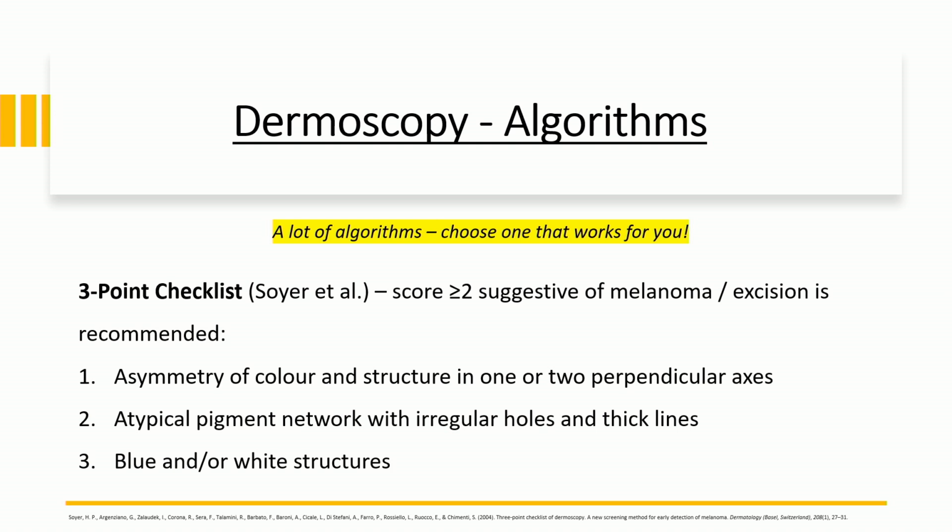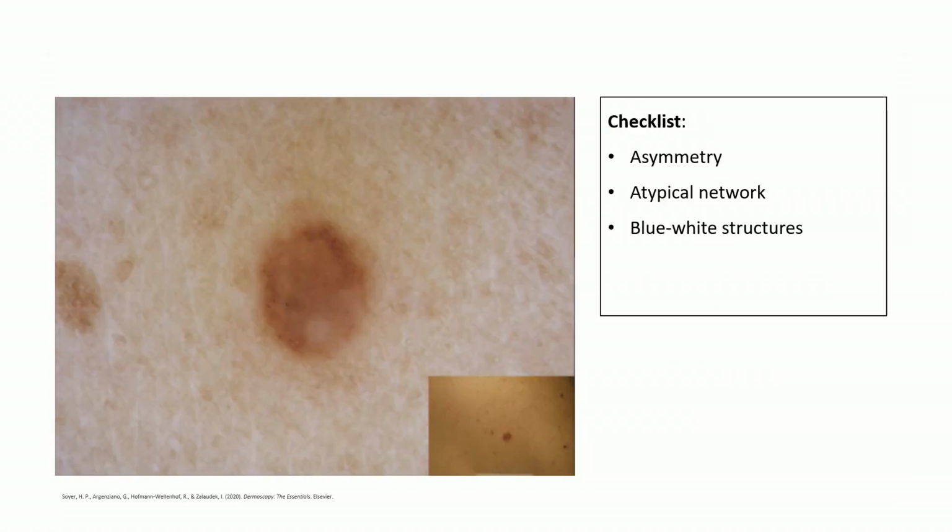So with the 3-point checklist, if you score 2 out of 3, it's suggestive of melanoma, basically, or they would recommend excision to rule out melanoma. The 3-point checklist is asymmetry of color and structure, atypical pigmented network, and blue and/or white structures. So we'll have a look at some pictures.